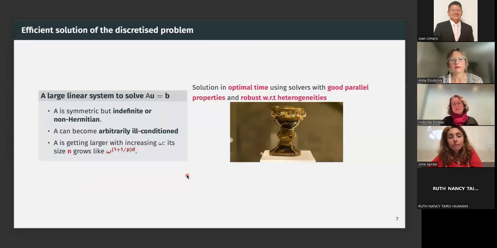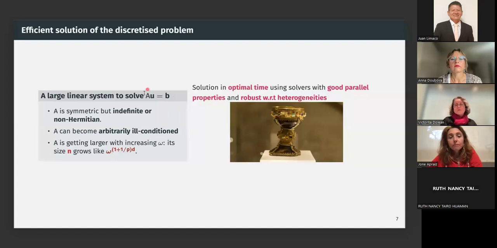So now let's suppose that you have discretized the Helmholtz problem by some discretization method, finite elements or finite differences. You end up with a linear system, AU equals B. This linear system is symmetric but indefinite, or maybe non-Hermitian. And what is worse, the size of this linear system will grow more than linearly with the frequency and with the space dimension. Increasing the polynomial degree in the finite element helps in getting a good size of the system. So this will increase very quickly, and the matrix is arbitrarily conditioned.